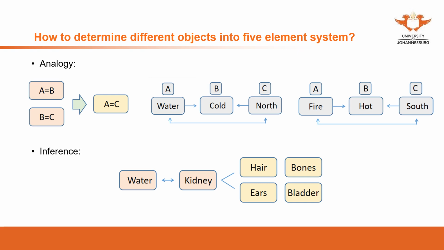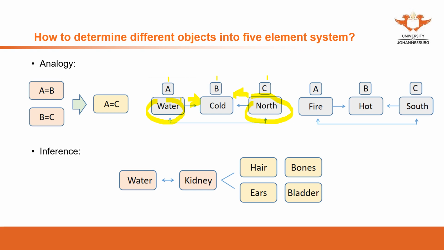Why do we say the north is in the water category? That's because of water and cold. We put water as A, cold as B, and north as C. So water is cold, and the north is also cold. So remember, this theory happens in the north.